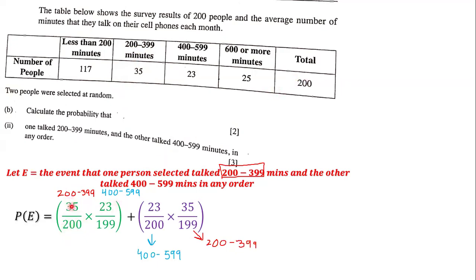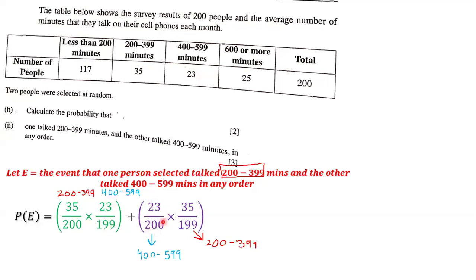Next, that's the probability that the first person selected comes from the people who spoke on the phone from 200 to 399 minutes. Now we have to select the next person, and the next person comes from the people who spoke for 400 to 599 minutes, and that's 23 people. But there are only 199 people to choose from because we already selected one person. So the probability that the second person comes from the group of people who spoke on the phone for 400 to 599 minutes is going to be 23 over 199.